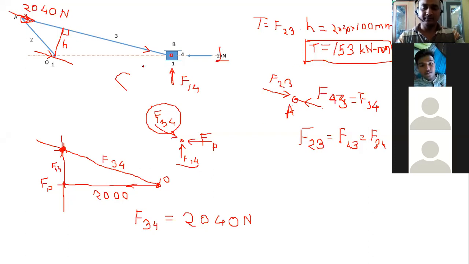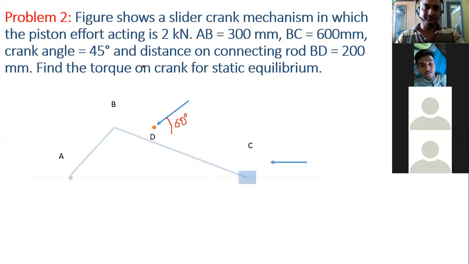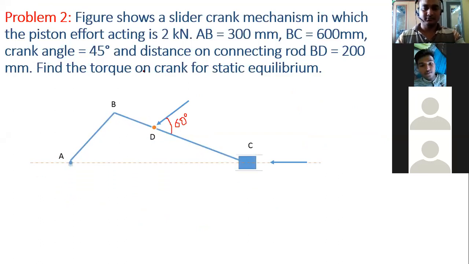This was a very simple problem. So we'll see one more problem which will have some other forces also in the system. Now this is the problem. You can see the problem. Figure shows a slider crank mechanism in which the piston effort is the same, 2000 Newton or 2 kilonewton. AB is given 300, BC is given 600. Now what is the use of this dimension? The use of this dimension is to find out the perpendicular distance.